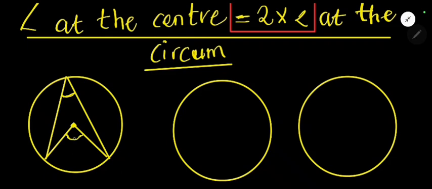Let's say that if we have this angle here at the center being 2x, the one at the circumference is going to be x. The angle at the center is 2 times bigger than the one at the circumference.